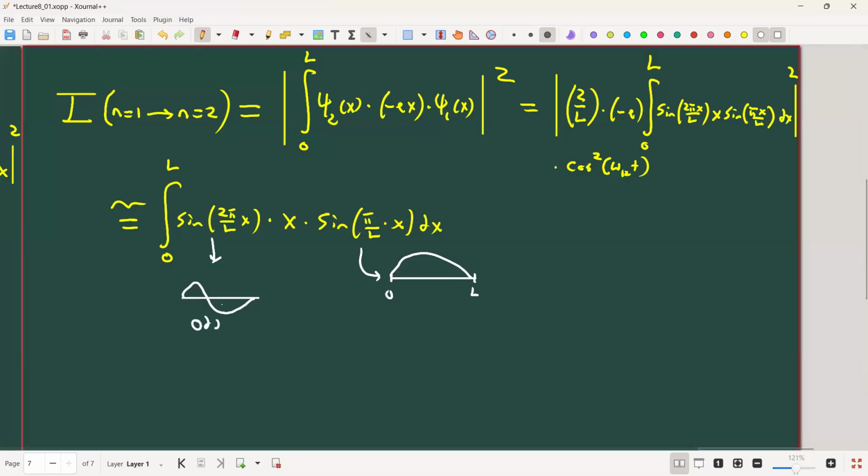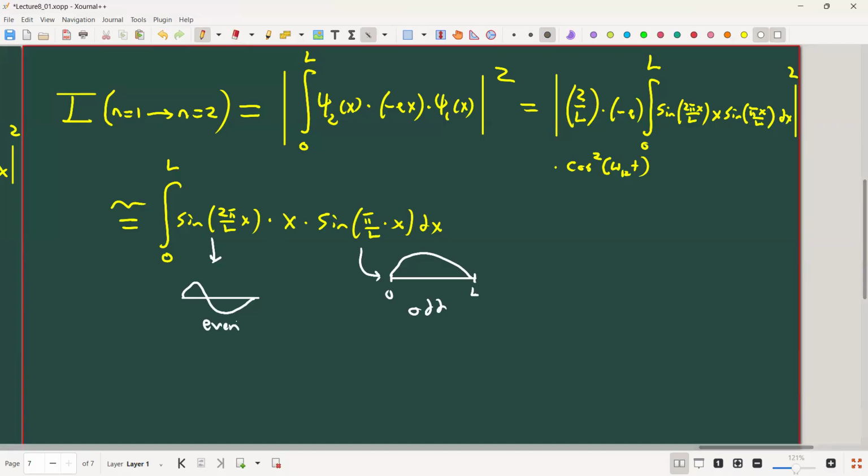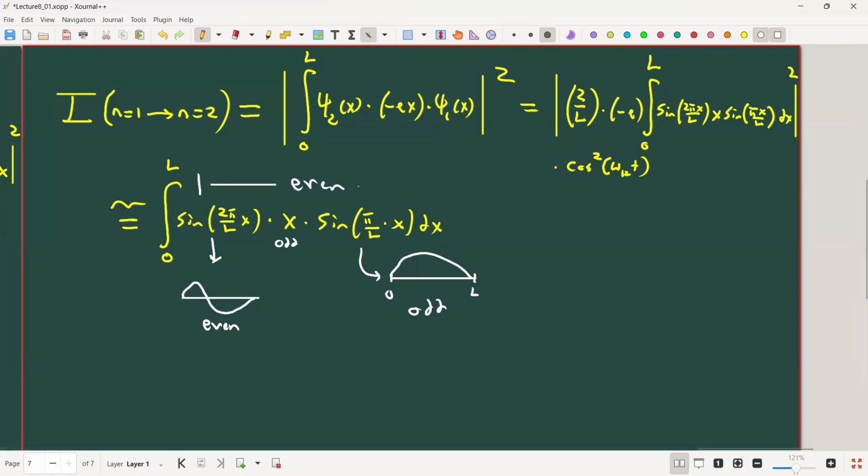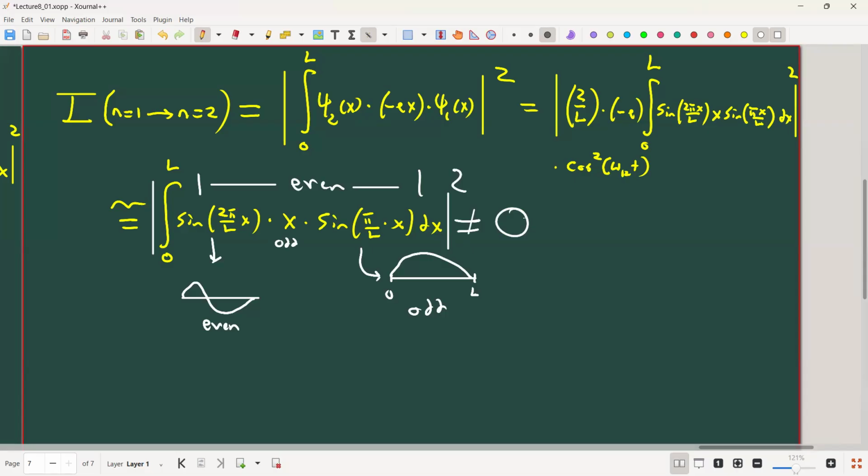Wait, hold on a second. Sorry, this one's even, and this one's odd. That's right: it's even and odd, and x is odd. So we have odd times odd, which is even, and even times even is even. So the overall combination is even. By definition, I'm going to square it, but it doesn't matter, it's not equal to 0. We can calculate the value, which tells us the intensity of the line, but we don't care about that.